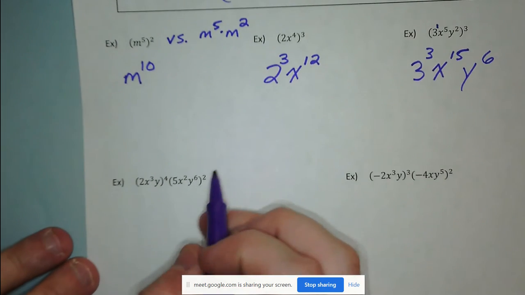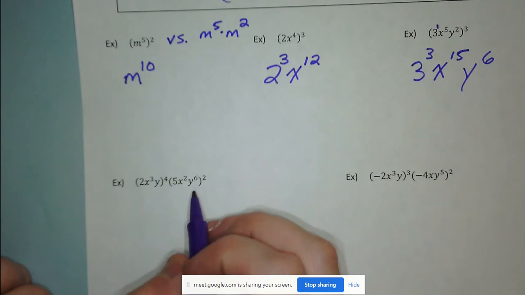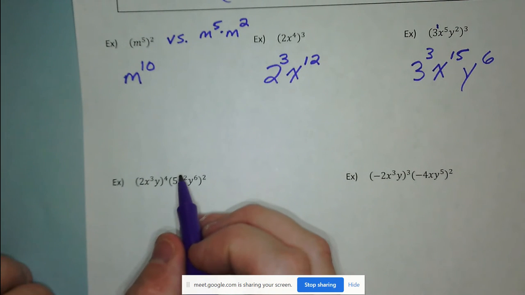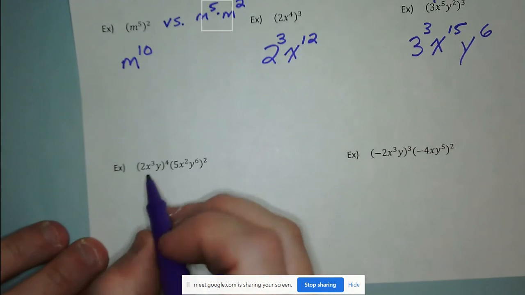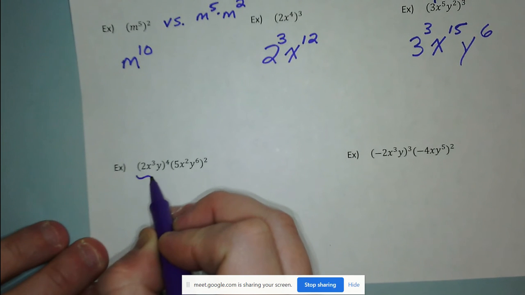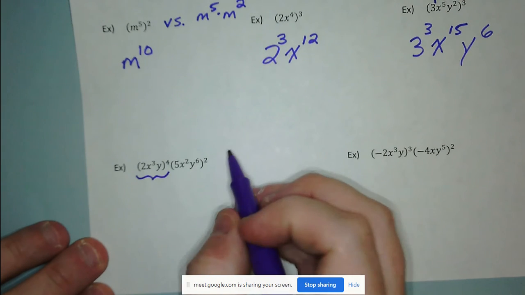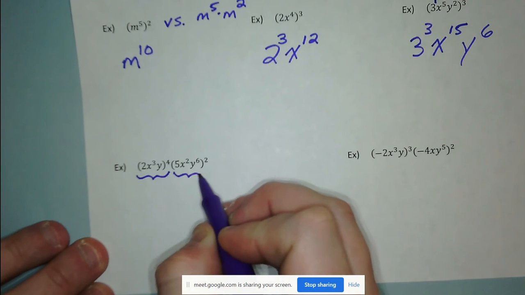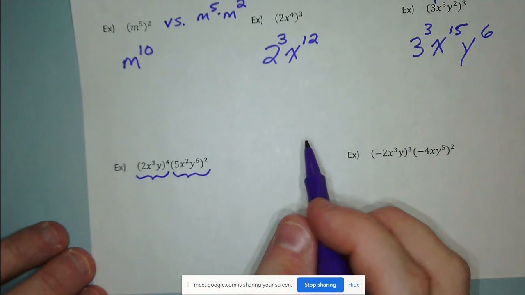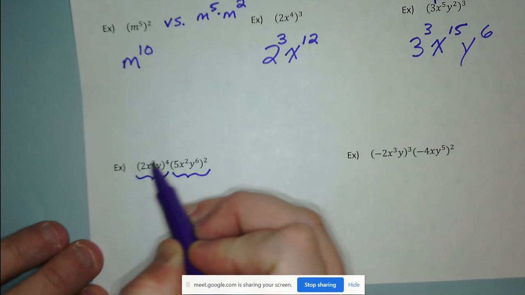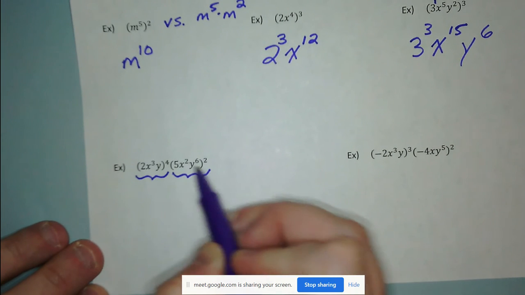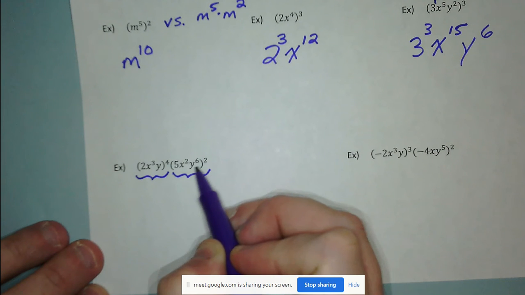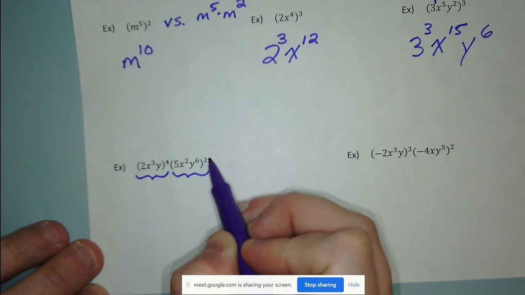Ooh. I wonder if this looks scary to anybody. I hope it doesn't. It's just going to take multiple steps, okay? So what I would do is deal with that, and I would deal with this, and then see what happens, because I have this 2x cubed y that needs to be raised to that power, and then I have this 5x squared y to the 6th that needs to be raised to that power.